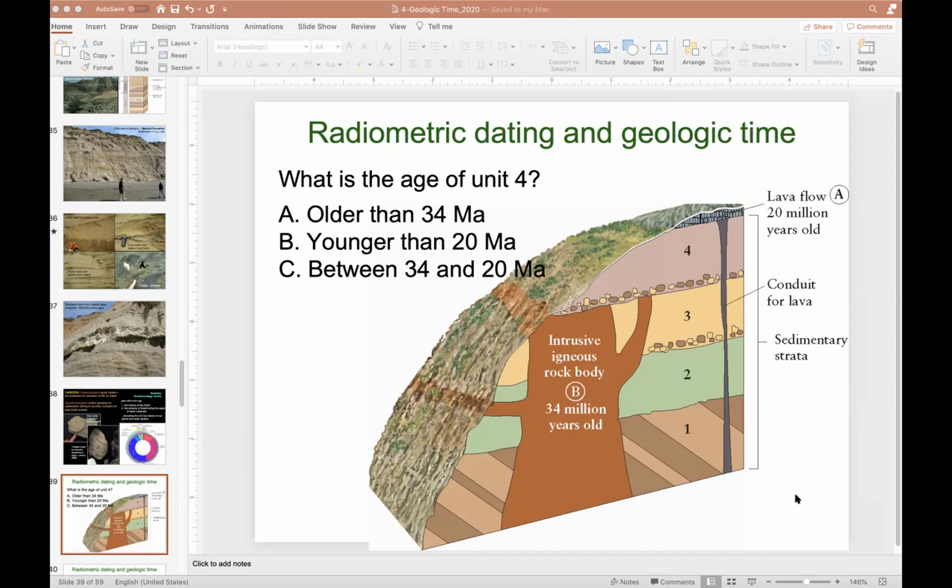3 is older than B. Why do you think so? Because B is cutting through it, so it must have existed already to be cut through. Exactly. So that's one of these rules about cross-cutting relationships. If you've got layers of rock that are already laid down, and whatever it is, it might be an intrusion, it might be a fault, whatever cuts across those layers has to be younger than the layers that it cuts across. Exactly. Okay, so what's next?